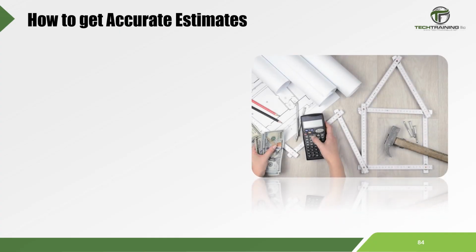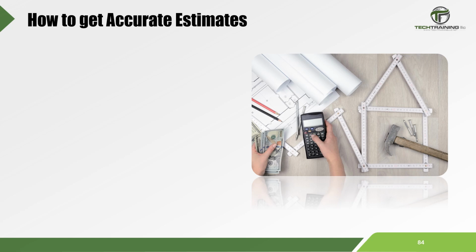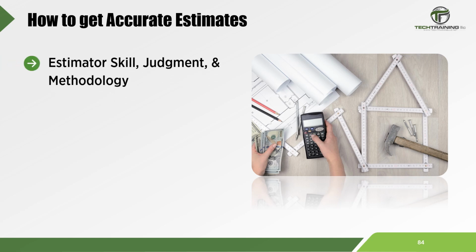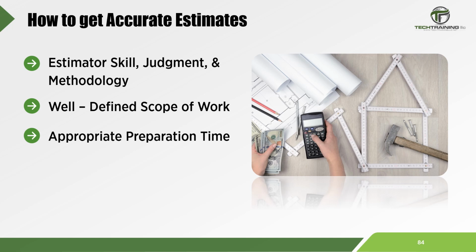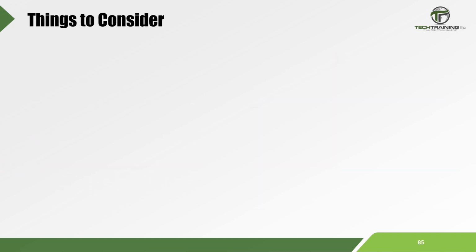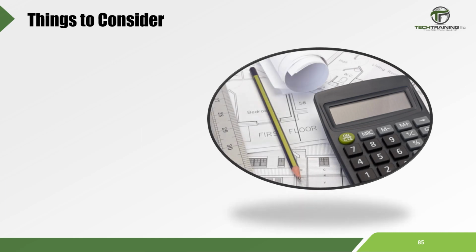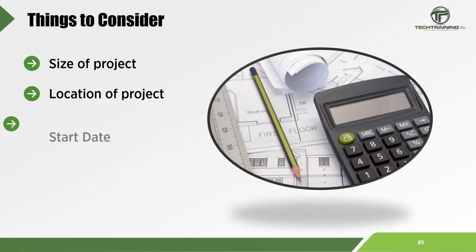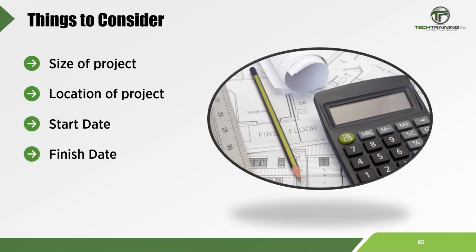In order to get an accurate estimate, we've already determined that an estimator's skill, judgment, and methodology is critical. But also required is a well-defined scope of work, appropriate preparation time, and reliable cost information. Even in a conceptual estimate, there are certain items that must be considered. Consideration examples include the project size, the project quality, the project location, construction start date, construction finish date, and of course, the market conditions.